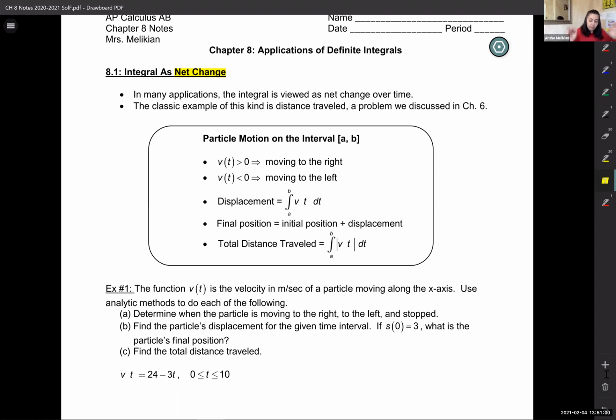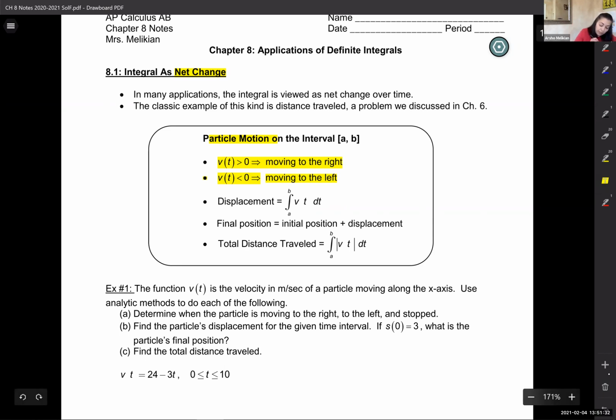So let's dive right in. We're gonna start with particle motion. Remember, what we've always said is that if the velocity is positive, it means the particle is moving to the right or in the positive direction. And if the velocity is negative, the particle is moving to the left or in the negative direction. Now, let's build on that.